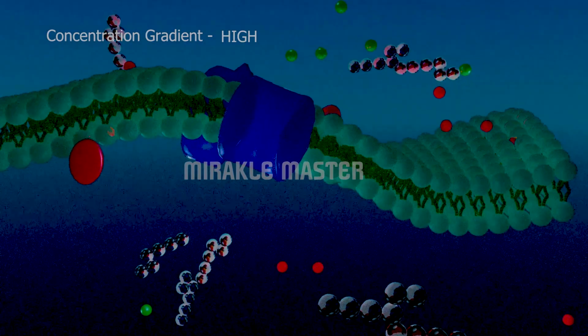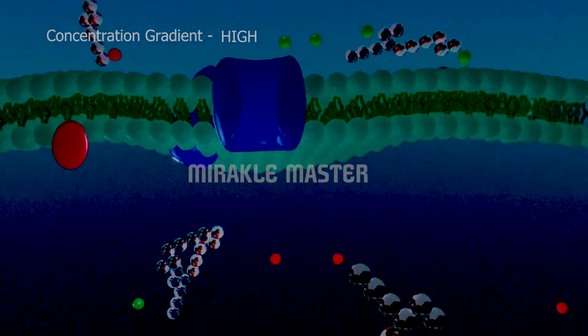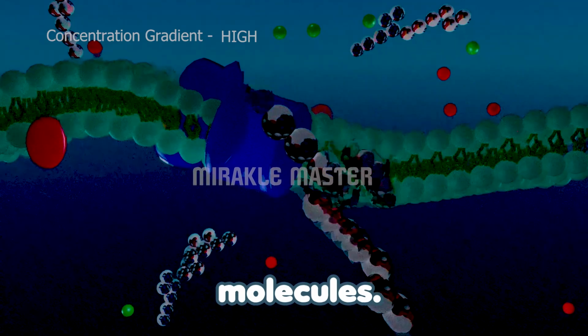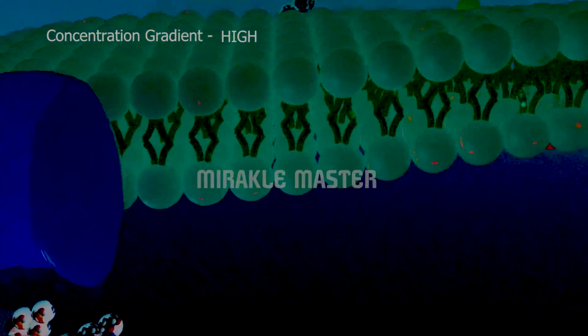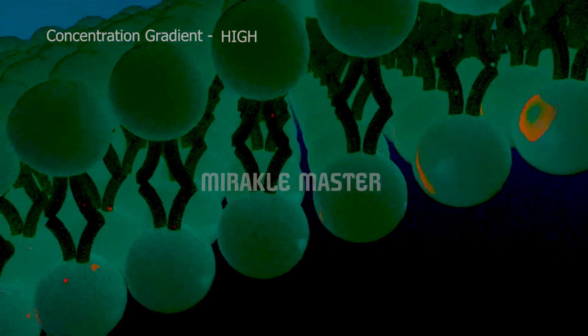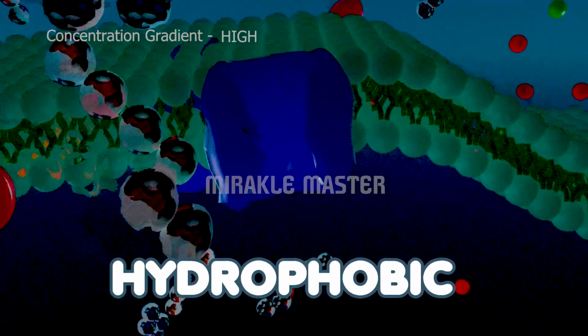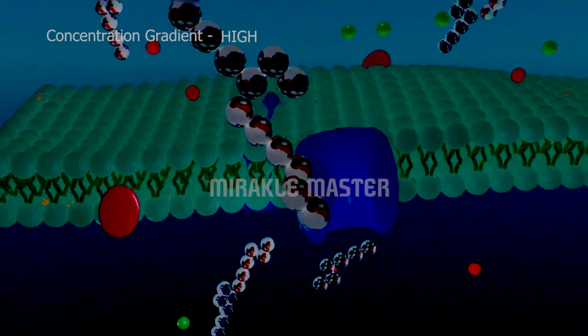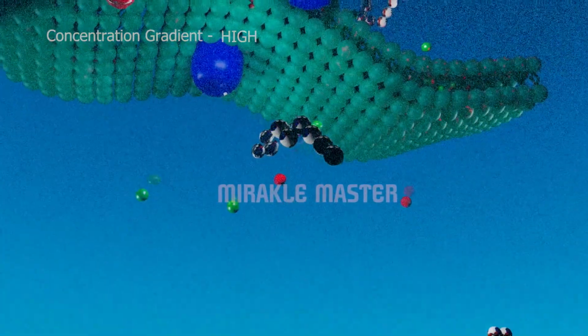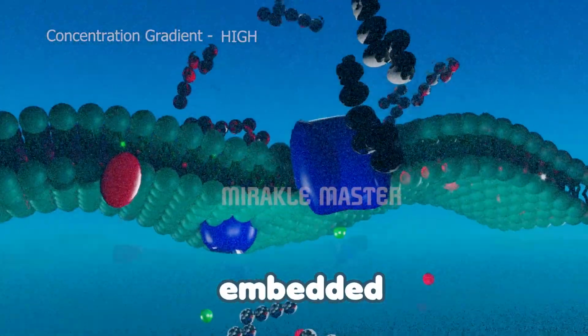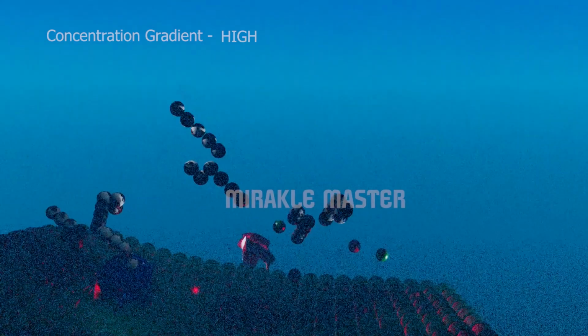But simple diffusion is not enough to transport large water-soluble molecules like glucose. That is because the lipids that make up the plasma membrane are hydrophobic, or water repelling. But the cell needs glucose. Then what? Well, the plasma membrane has a solution embedded in it to transport hydrophilic substances.